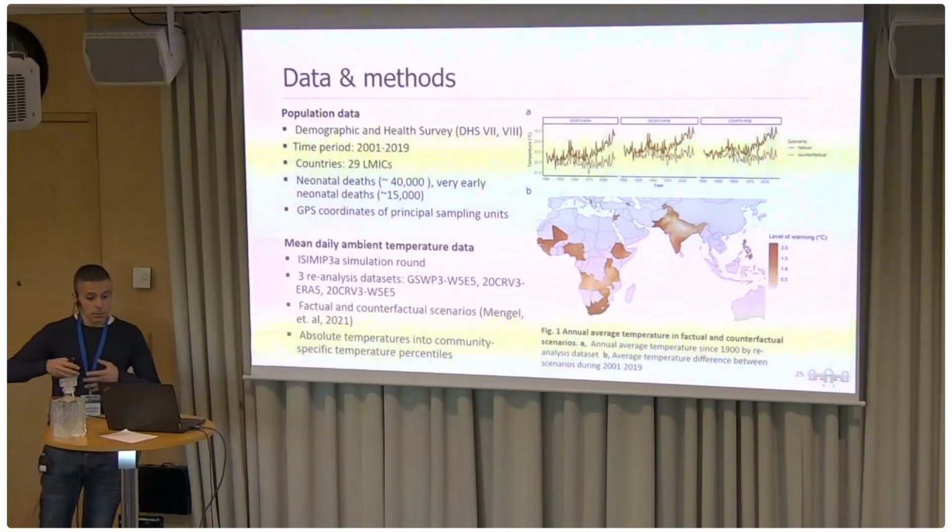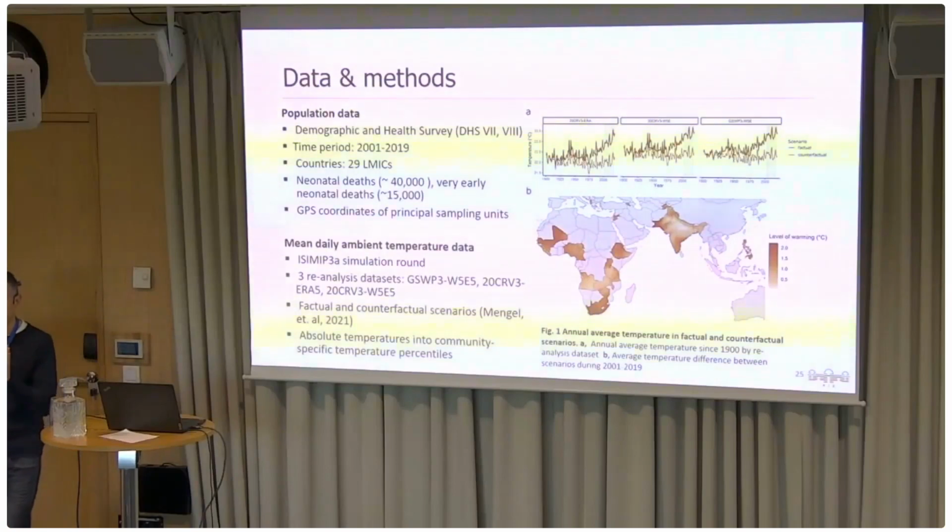But through this survey, it was possible to gather information in a time period between 2001 and 2019 for 29 low and middle income countries. So in total, there were approximately 40,000 neonatal deaths, among which 15,000 were early neonatal deaths on the same day. Now, the good thing about this data is that it was possible to reconstruct, with some small error added for confidentiality reasons, the residence of all these families, and to link through GPS coordinates to temperature data.